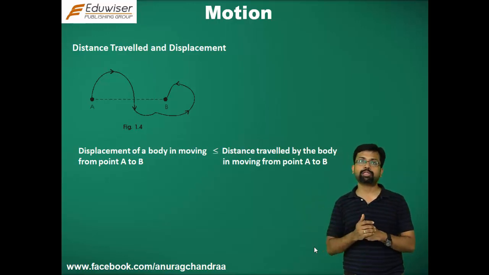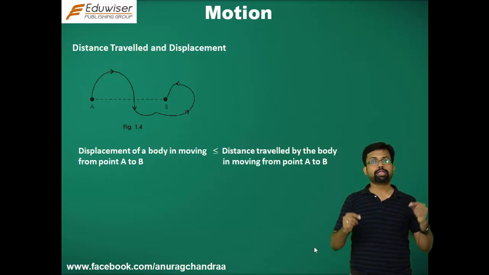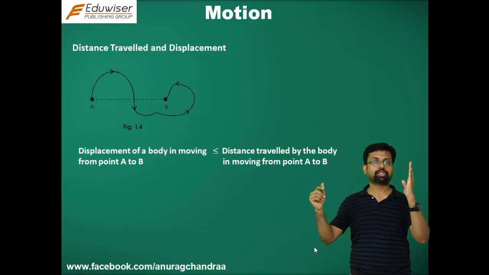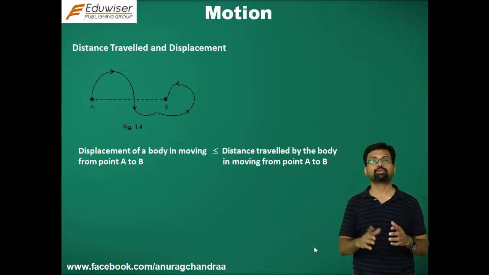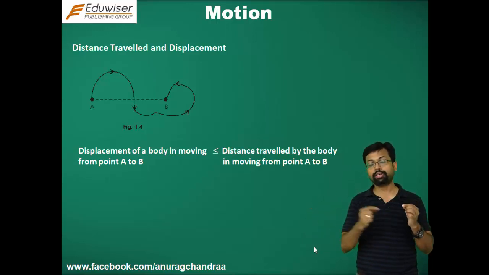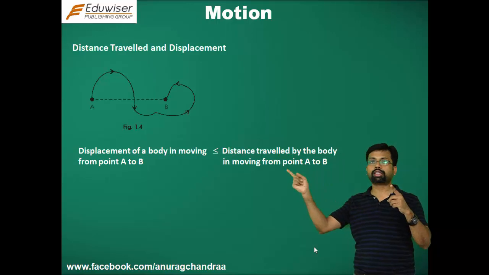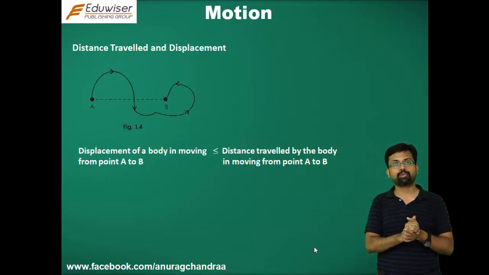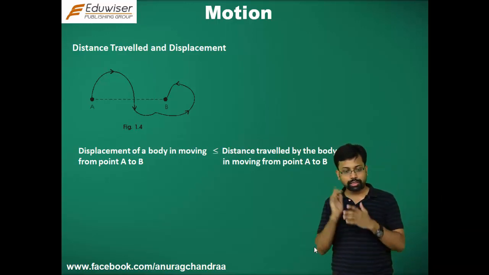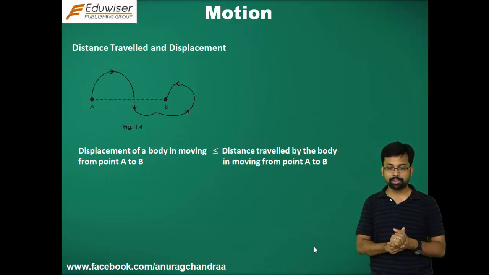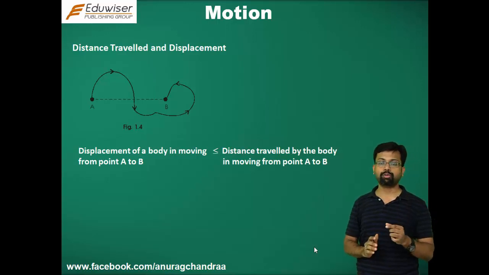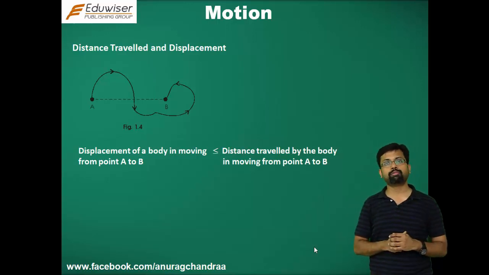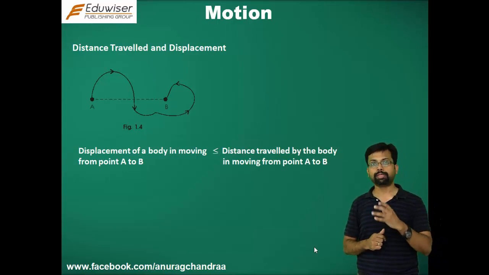When will the distance and displacement be equal? They will be equal when the body moves in a straight line path from point A to point B. That is, if it moves in a straight line path from the initial point to the final point, the distance in that case is going to be the same as the displacement, only in one direction. If he goes from A to B and comes back, then the distance and displacement would be different. So you can easily state that the displacement of a body moving from point A to B is always going to be less than or equal to the distance traveled by the body in moving from point A to B.